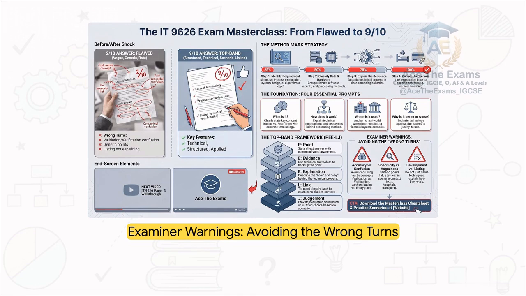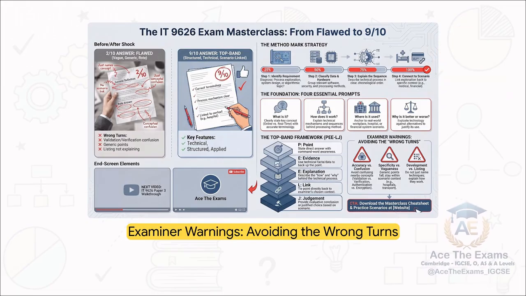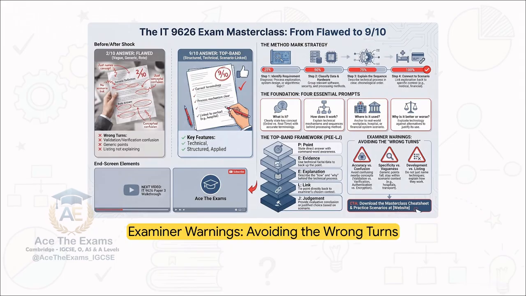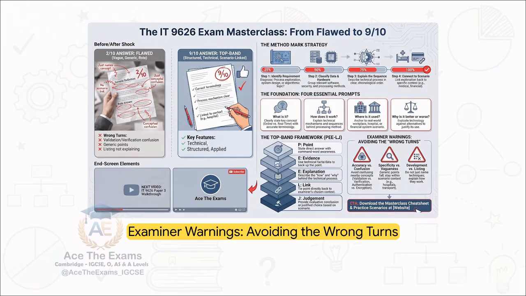We really need to heed the examiner warnings and avoid taking these wrong turns regarding accuracy, specificity, and development. The examiner's red pen is actively searching for generic points. You cannot just list a technique like changing stereo to mono and call it a day. You have to explain how it works, why it's better or worse for the given scenario, and explicitly tie your technological explanation right back to the examiner's chosen context.